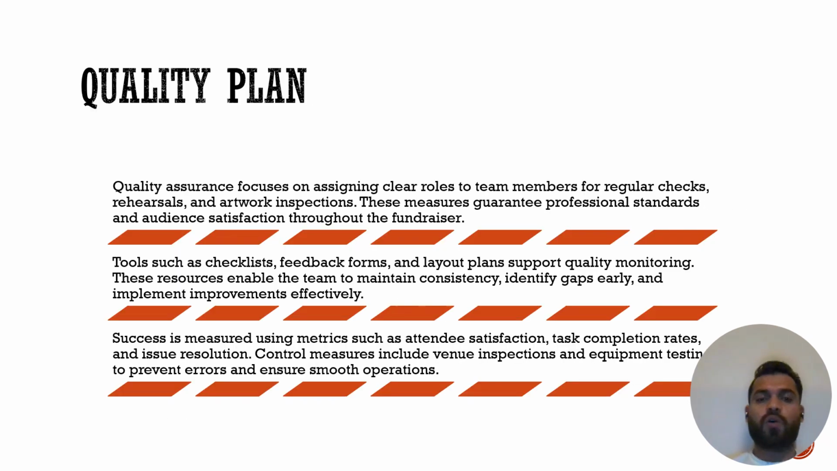The next is about the quality plan. Quality is ensured by assigning roles for checks and reviews. Tools such as checklists, layout plans, and feedback forms help maintain high standards. Success is measured by satisfaction, task completion, and issue resolution. Venue inspections and equipment testing minimize risk, ensuring the event runs smoothly.